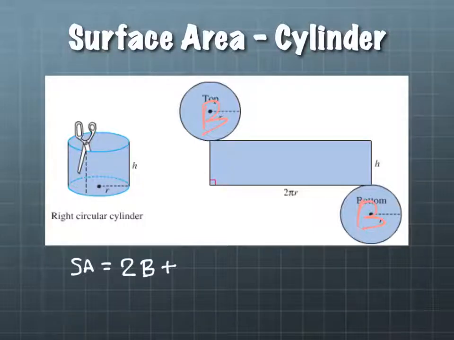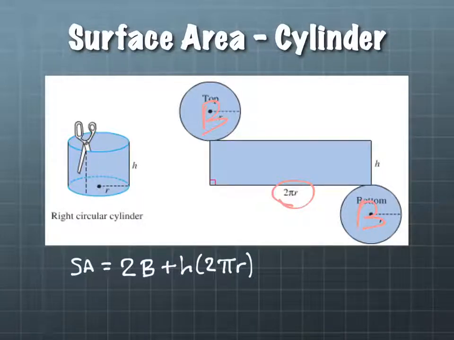Well, the rectangle has a length and a width, or a base and a height. The height is labeled as h. And the width is labeled as 2 pi r. Any idea why it's 2 pi r? It's the circumference of the circle. That's what it is, 2 pi r.